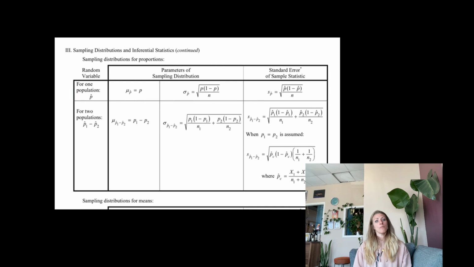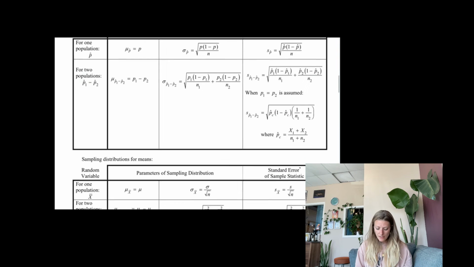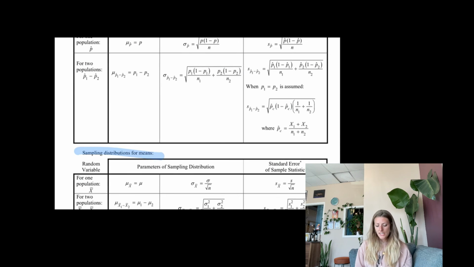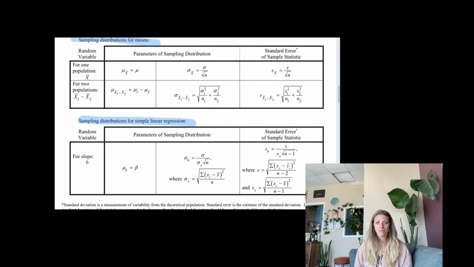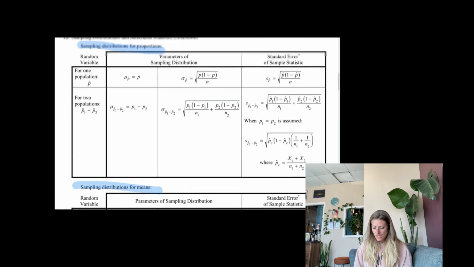All right, so moving on, we're talking about sampling distributions and inferential statistics still. This first set here is for proportions, categorical data, means, quantitative data, and linear regression, least squares regression line, scatter plot. Okay.